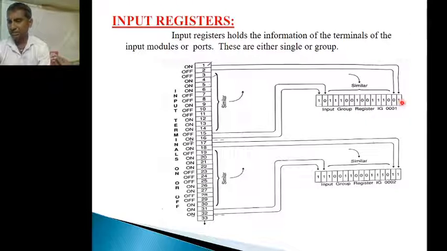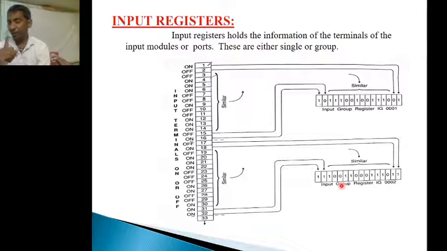A 1 means that particular device will be on, and 0 means that particular device will be off. Like that, the information of 16 input devices will be stored in a single register. So here again 16 is there, so we can represent it as a 16-bit register. That 16-bit register is nothing but a group input register.